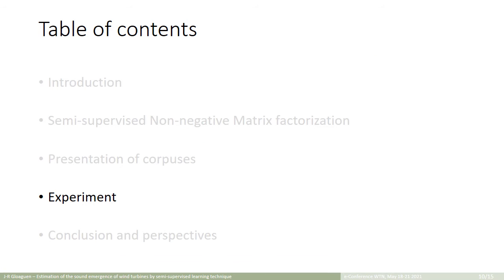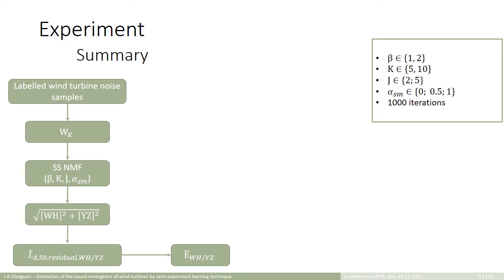The experiment now. To summarize, we have the NMF part with thousands of wind turbine noise spectra reduced by the K-means algorithm to obtain the dictionary W. We test several settings, the beta divergences, different dictionary dimensions K and J, the weighting of the regression term alpha, and we perform 1000 iterations. Semi-supervised NMF allows the estimation of the sound emergence. It can be estimated either from the product WH or with YZ, the estimated residual noise component.